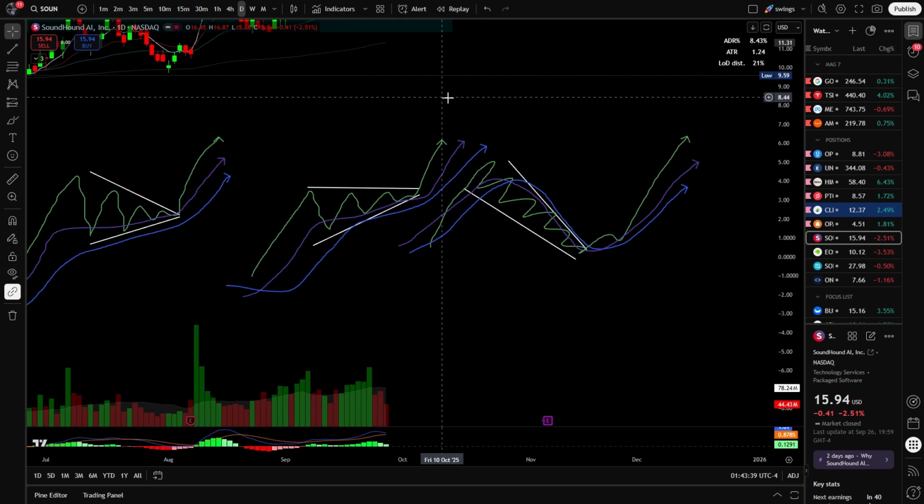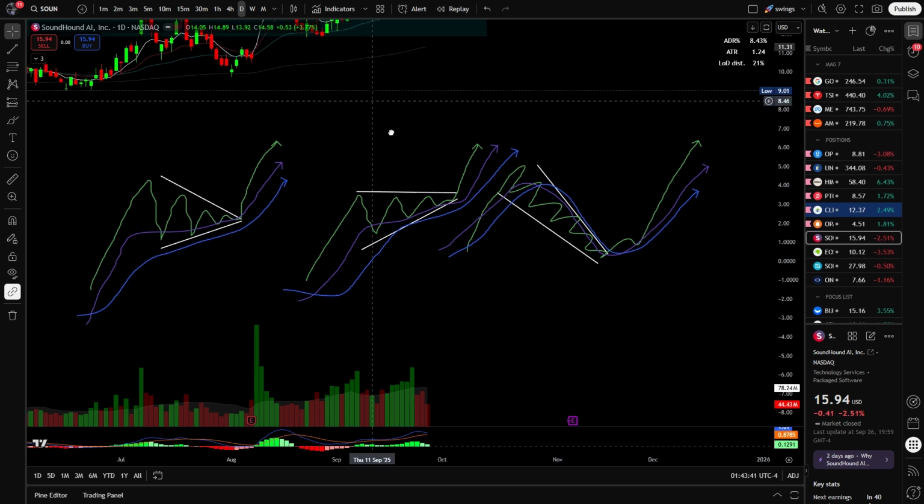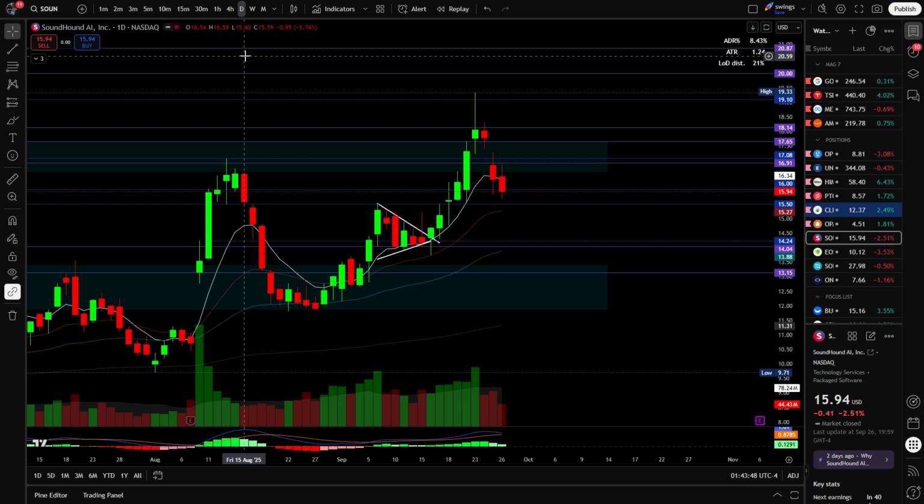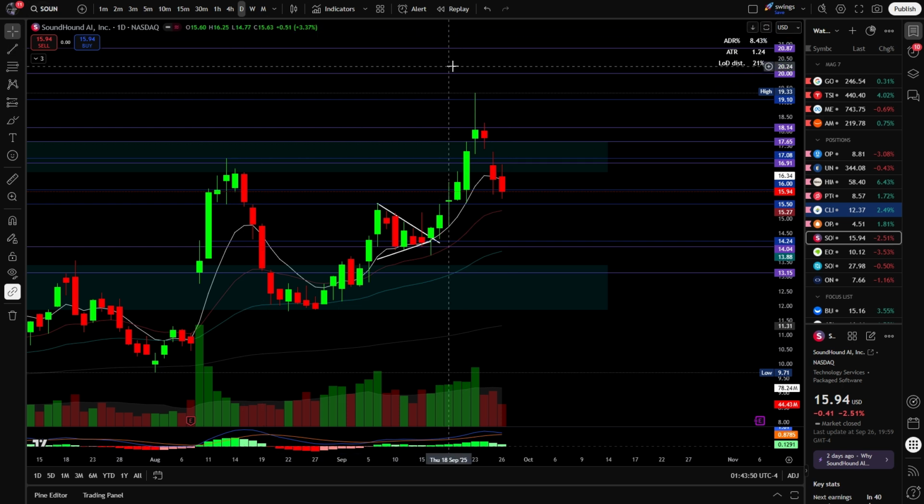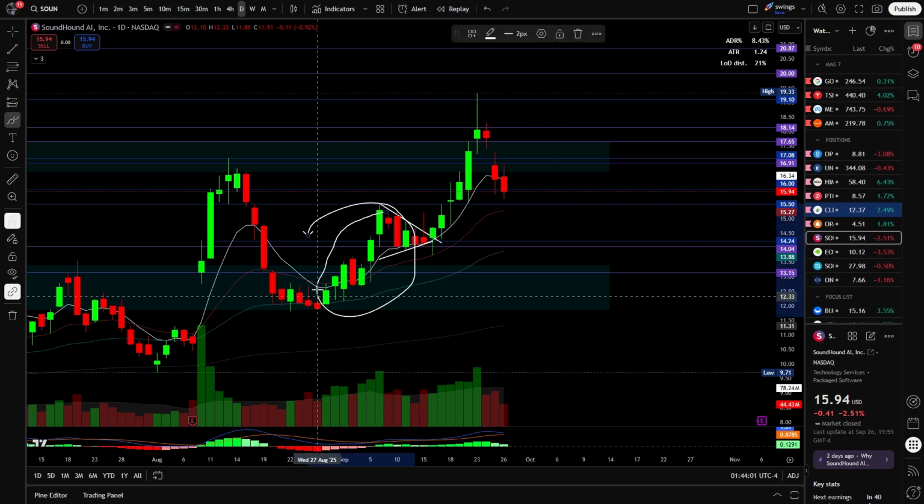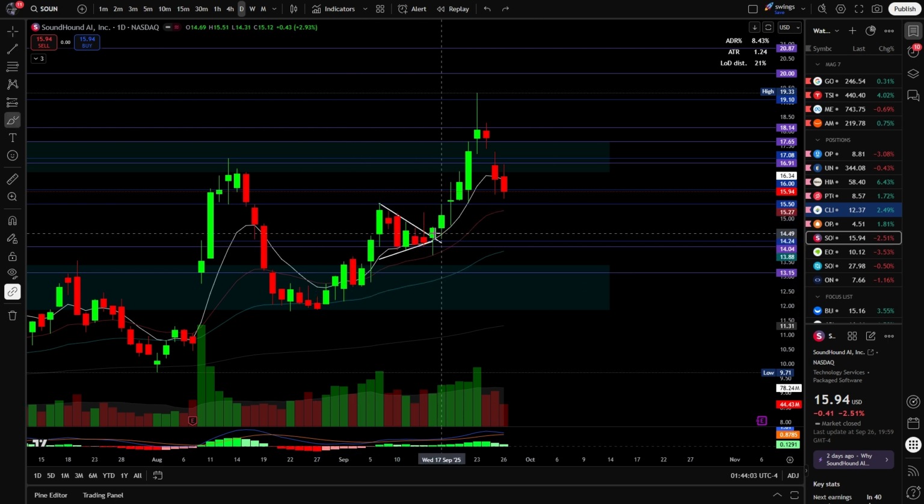Now I'm going to show you examples of all three of these in today's video. So the first one is going to be the flagpole setup that I talked about right here. This is going to be on SOUN. Now as you see, like I said, flagpole pennant setup. So you see the run up right here, and then you see the consolidation, and then you see the breakout.